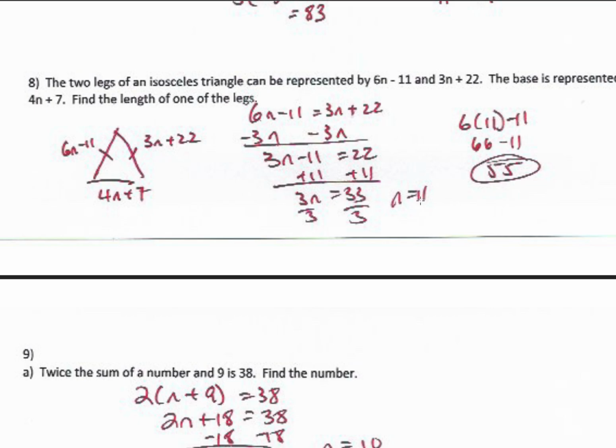But that does not answer the question. Oh, what are they asking for? Well, they're asking for the length of one of the legs. And that would be 6 times 11 minus 11, which is 55.